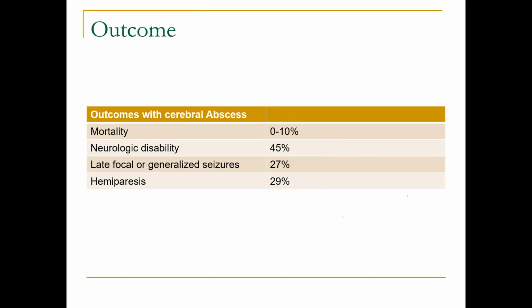And hemiparesis occurs in cases where the abscess is more than 3 centimeters large and caused midline shift, and the patient presented with a decreased level of consciousness and you treated the patient late. In that case, the patient presents with hemiparesis. So hemiparesis is more common than seizures. Overall neurologic disability in the patient is 45%, and mortality in cases of brain abscess is 10%.